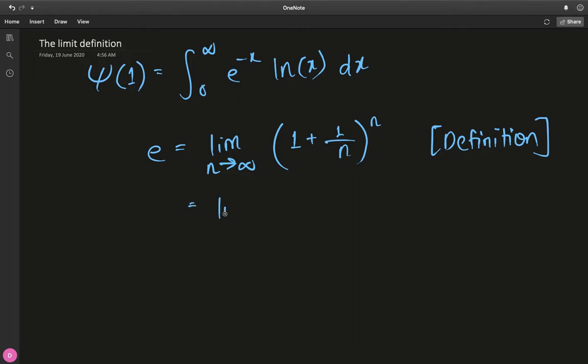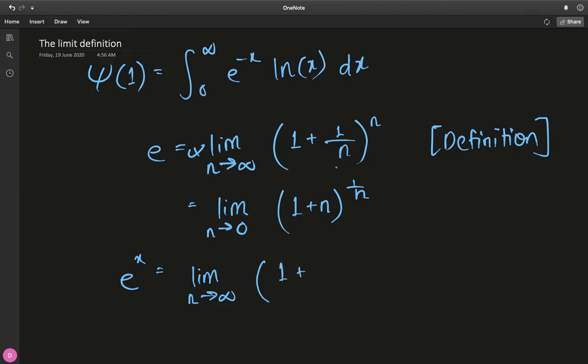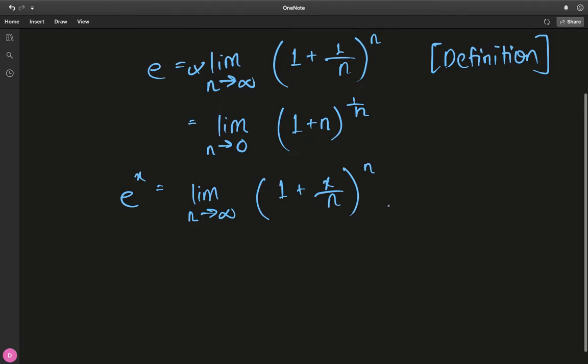You can also represent this as the limit as n tends to 0 of 1 plus n raised to 1 over n. I'm just changing the limit. But we can also represent e raised to x, this exponential variable, in terms of the first form: the limit as n goes to infinity of 1 plus x over n, to the n. This is a perfectly valid definition of e. You can look it up if you want.